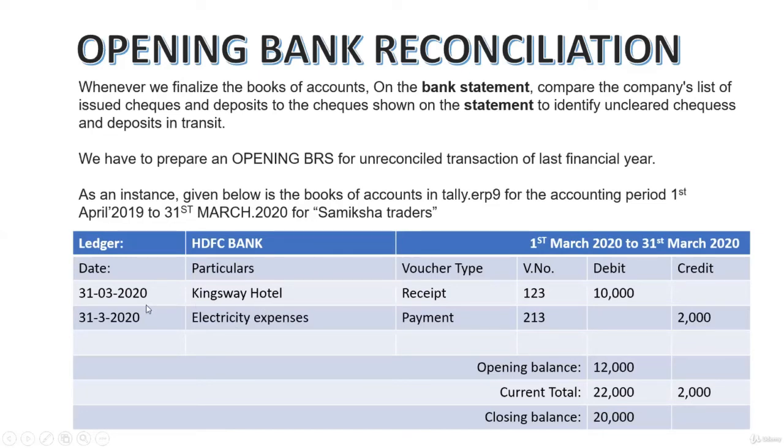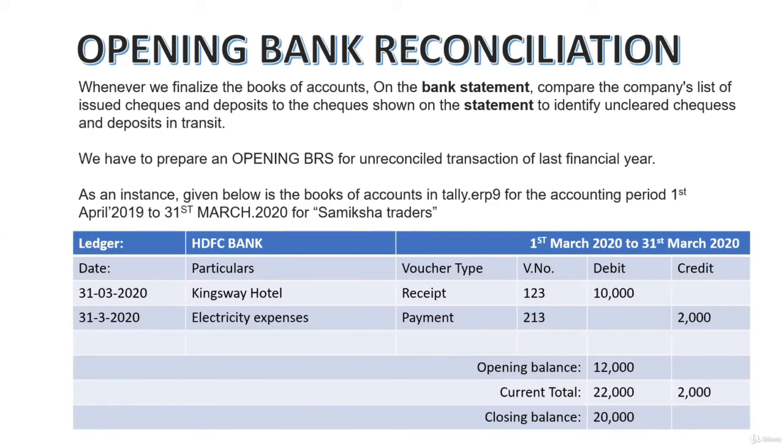Due to this, on 31st March, there will be a mismatch between my books of accounts and the bank statement. Now the other transaction here is that as on 31st March, we had issued a check to BSES against electricity expenses for 2000 rupees. I have issued the check on 31st March, but maybe the next day the receiver will deposit it in his bank account, and after 2-3 days it will get cleared. So due to this also the mismatch occurs.